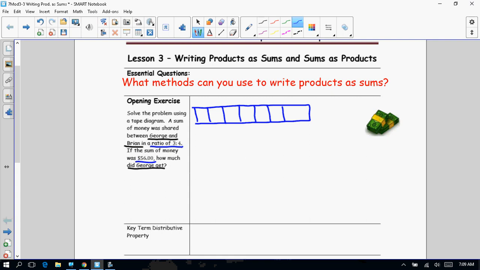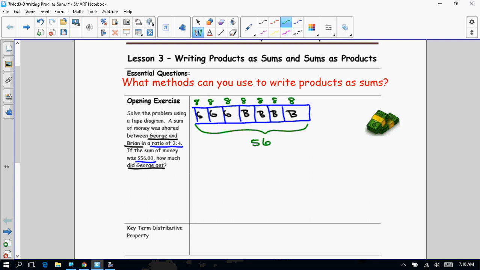Okay, and we need to know how much each of them gets, right? And since it's written in George to Brian ratio, it was given to me in that information, so George is the 3 and Brian is the 4. So what we can do is we can write George gets these 3, Brian gets these 4. And we know that it's a grand total of 56. This whole thing is $56. So in other words, what's 56 divided by 7? So this one is $8, $8, 8, 8, 8, 8, and 8. $8 in each one of those.